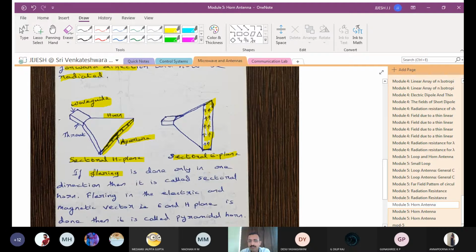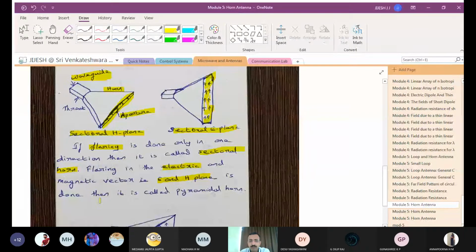Flaring is the process where you make sure that the reflections or the edges where the losses are going to happen are eliminated to some extent. And flaring in the electric and magnetic vectors, that is the E and H plane: if you do the flaring in both the electric and magnetic vectors, or you can call it in the E and H plane, then it is called a pyramidal horn.